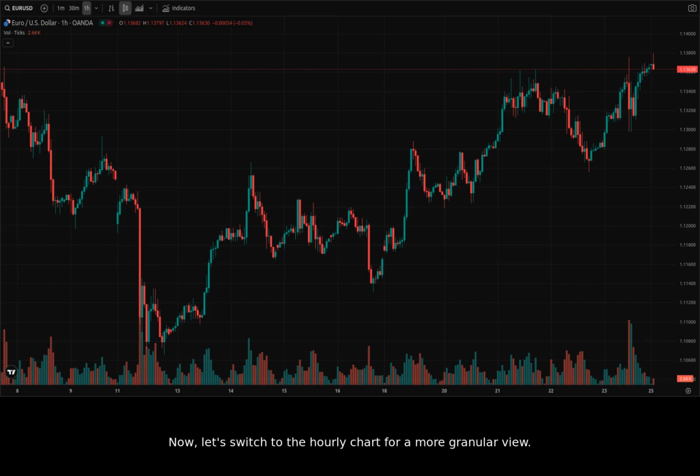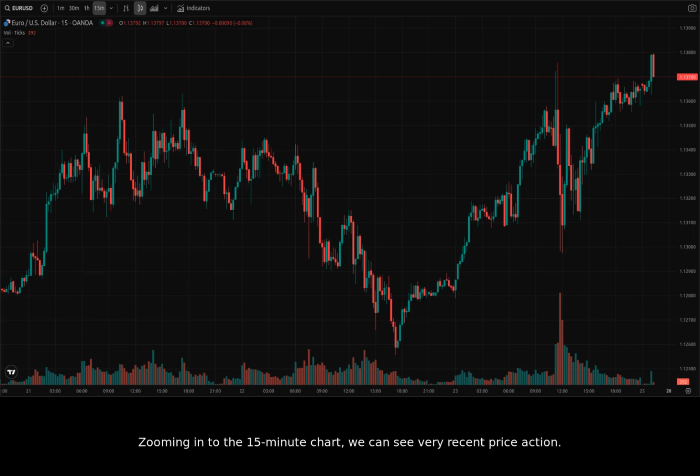Now, let's switch to the hourly chart for a more granular view. On the hourly chart, we can see more pronounced fluctuations, indicating short-term volatility. There's a potential head and shoulders pattern forming, which could signal a bearish reversal if it completes. Keep an eye on the neckline of this potential pattern. A break below could confirm the bearish outlook.